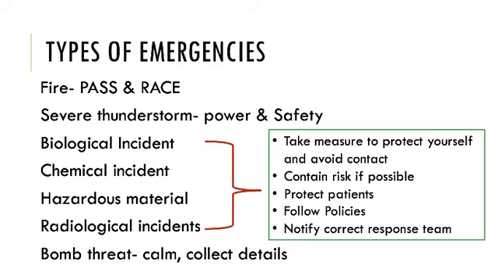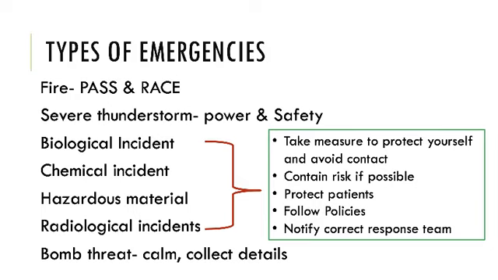Another comment about types of emergencies. We've talked about most of these. Fires we've talked about. With severe thunderstorms, you're really looking at power and safety, loss of power, and then the safety of anyone involved in managing the thunderstorm. Biological events, chemical events, hazardous material, and radiological incidents. You can read through those within your ATI book.